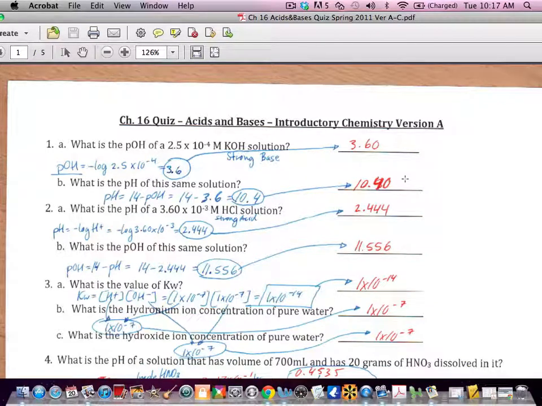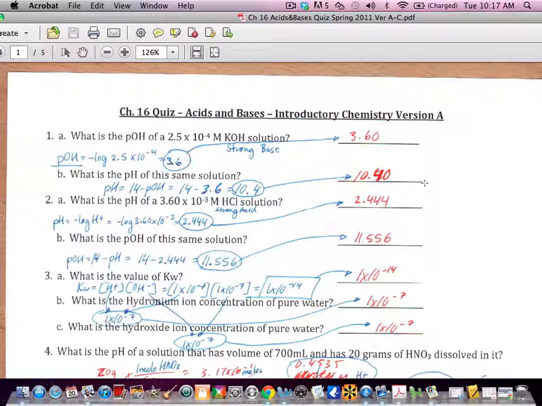Alright guys, here's how you do your practice quizzes on Edmodo. This is last year's quiz for Chapter 16, Acids and Bases. Number 1, it wants you to figure out the pOH of a 2.5 times 10 to the negative 4 molar solution of KOH. KOH is a strong base.